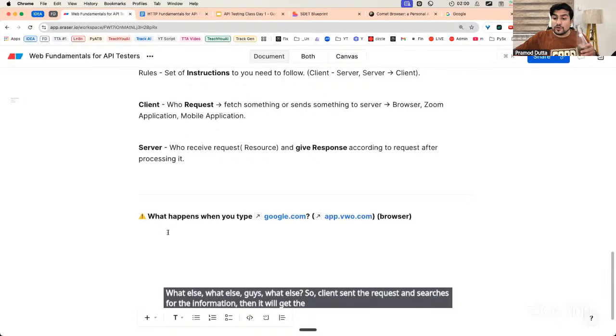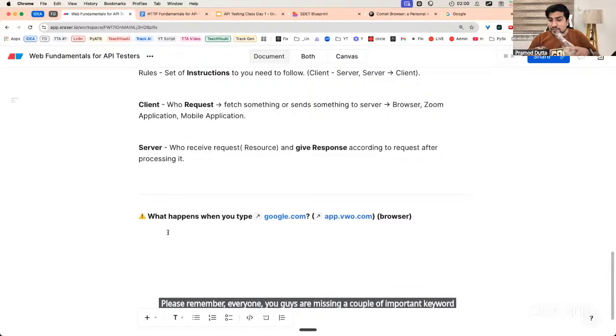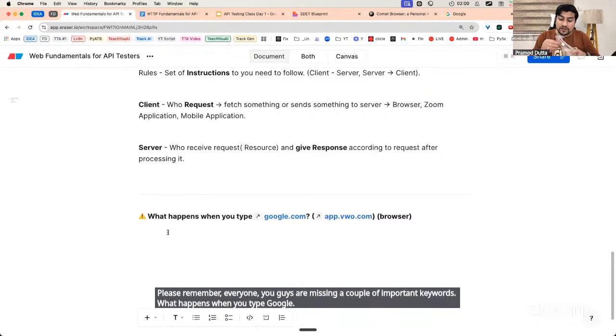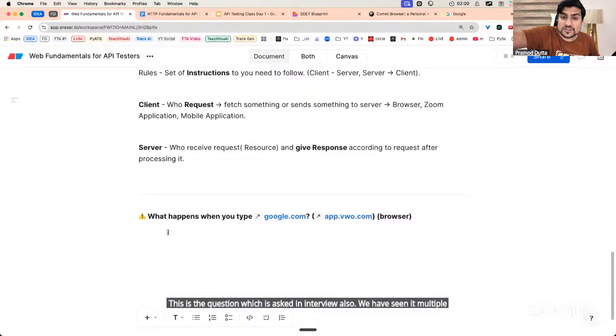No, there are a couple of important keywords you guys are missing, everyone. Please remember, you are missing a couple of important keywords. What happens when you type Google, guys? Very important interview question. They ask it in interviews. This is the question which is asked in interviews also. We have seen it multiple times in our automation batches also.